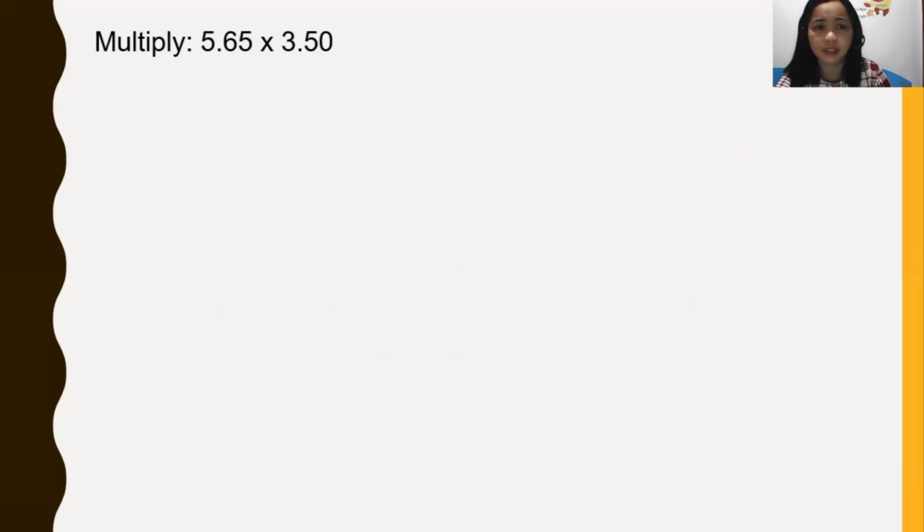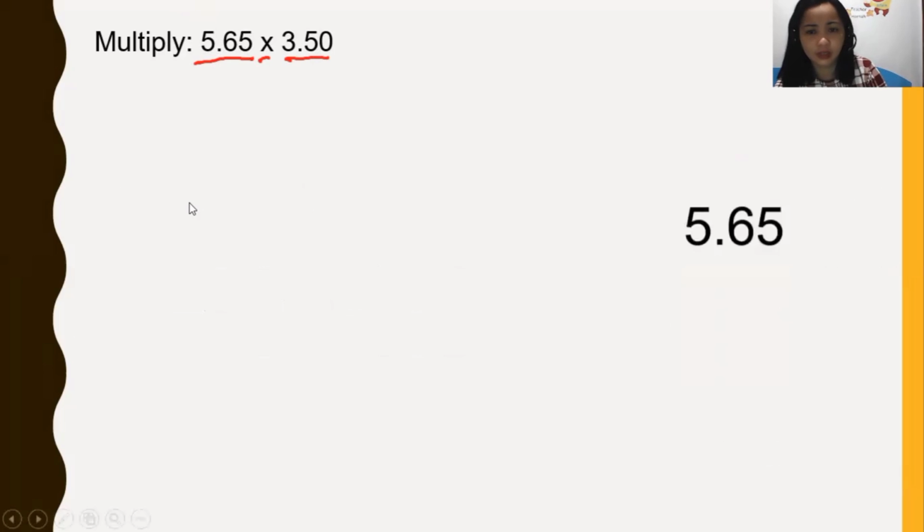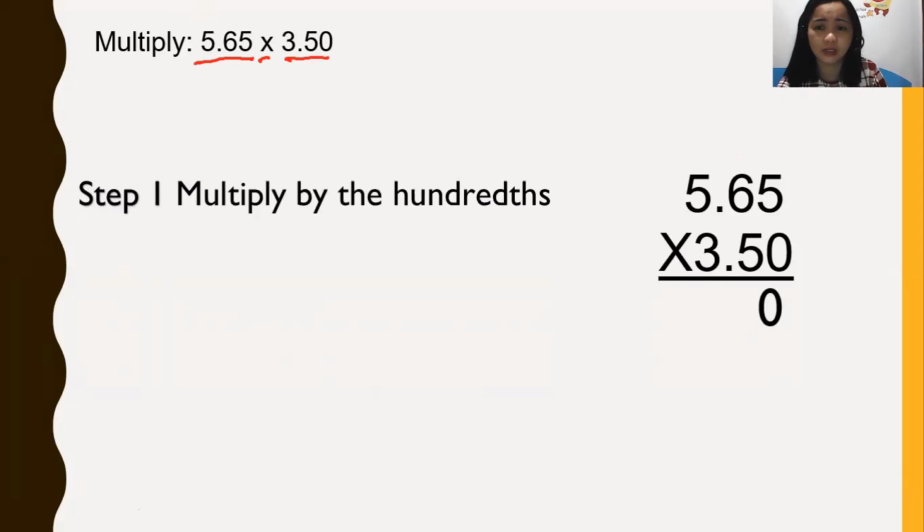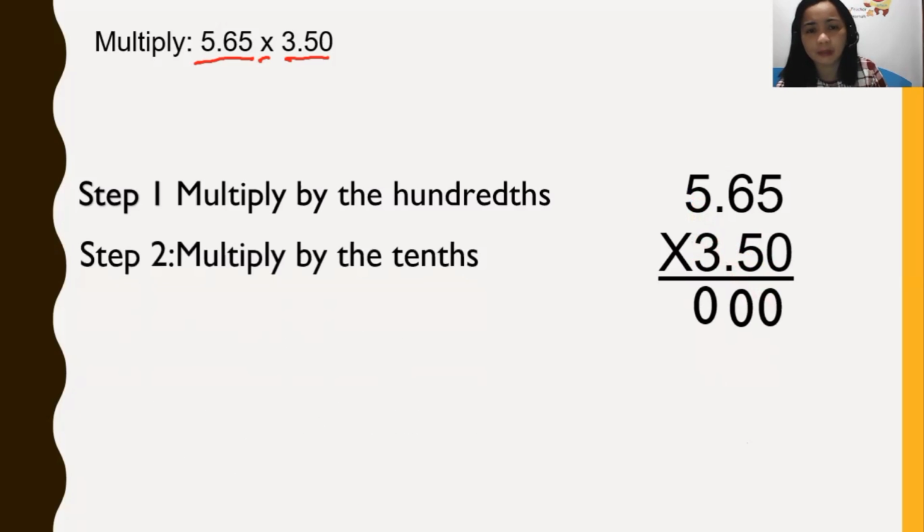Now let's have another example. We have here 5 and 65 hundredths times 3 and 50 hundredths. Multiplied by the hundreds, we have 0, still 0, still 0. So we have multiplied by the tenths, we have 5 times 5 is 25.